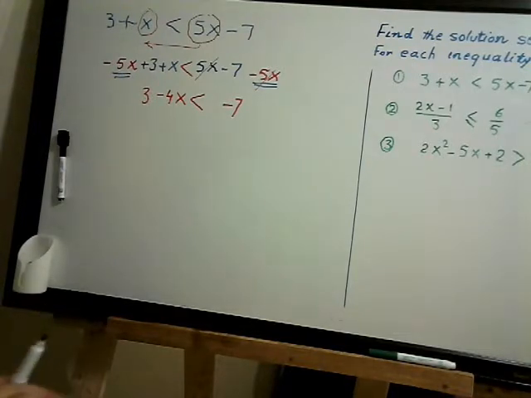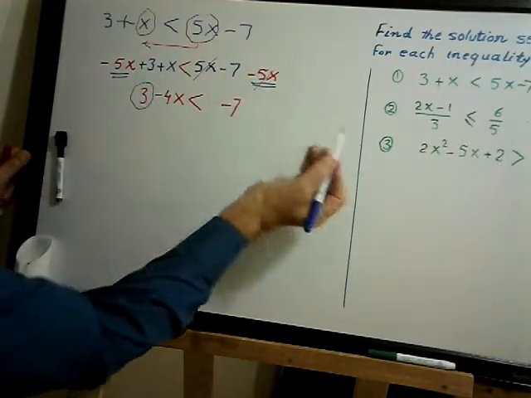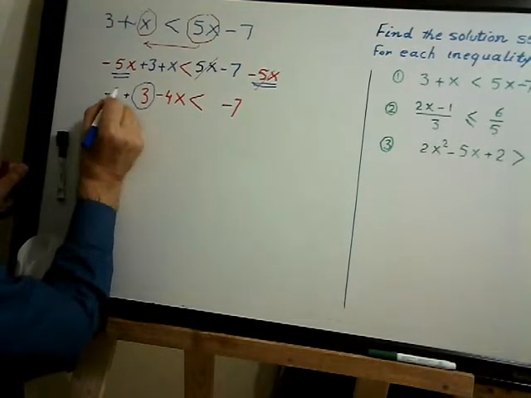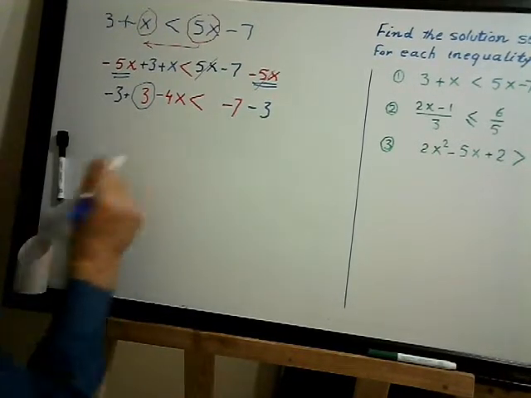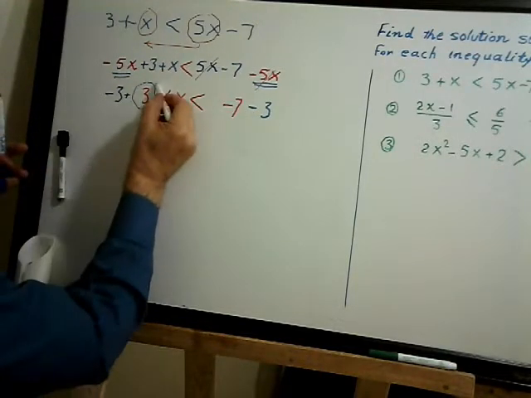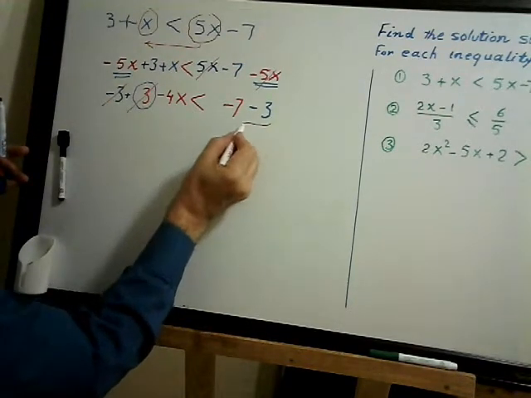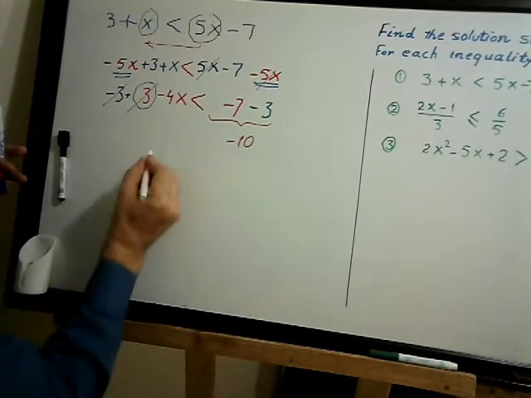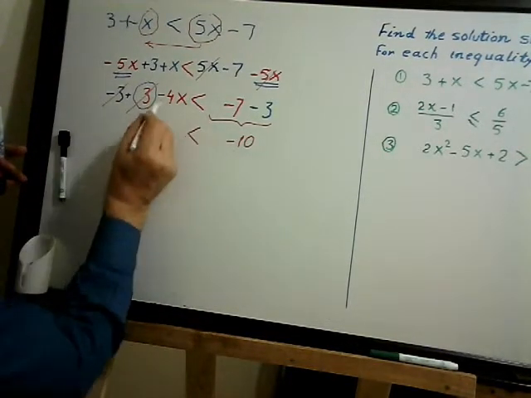Now we will transfer this number 3 to the other side by adding negative 3 to both sides. This cancels negative 3 with plus 3 and gives us negative 10 here. The sign of the inequality is still the same. Here we have negative 4x.